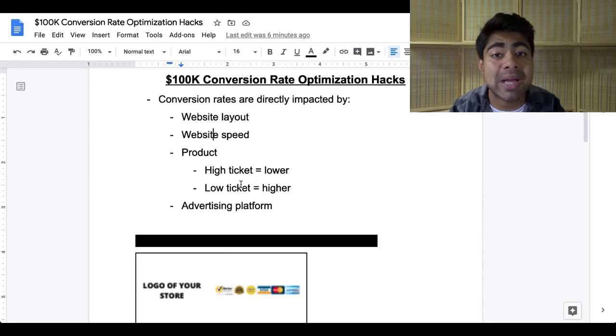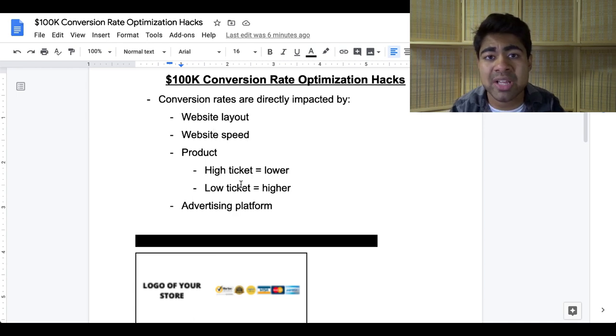But that brings me to my last point, which is the advertising platform itself. Now, as I mentioned, product could make or break the conversion rate, but that's not the only thing that could make or break the conversion rate. The advertising platform you personally use could also determine the conversion rate as well. For example, when I used to heavily use Facebook ads, my conversion rate would be anywhere from 2% to 7%. When I shifted over to Google ads, it was on average around 1%. And there's a very, very good reason as to why this happens.